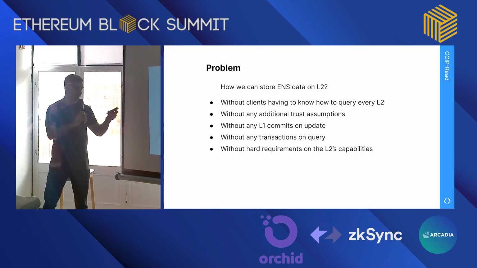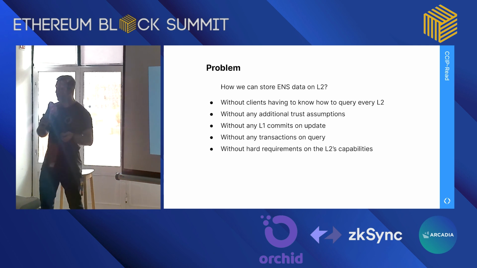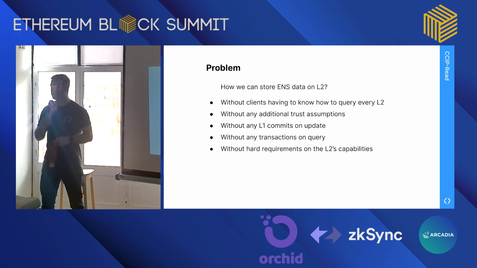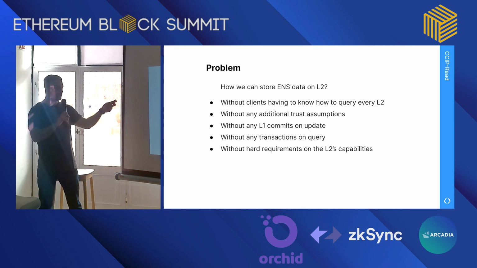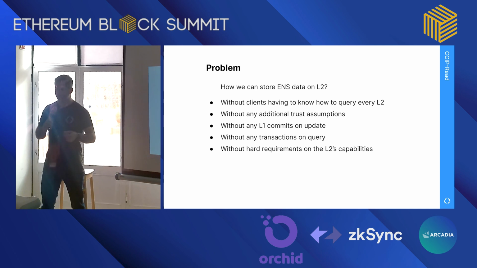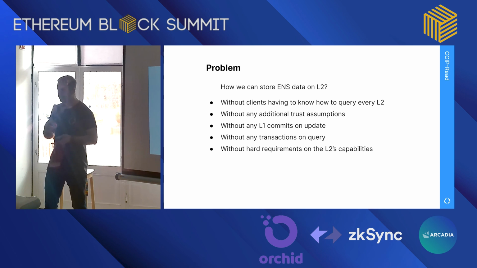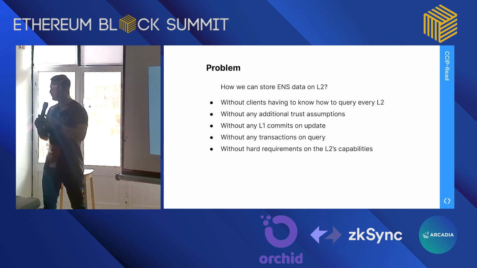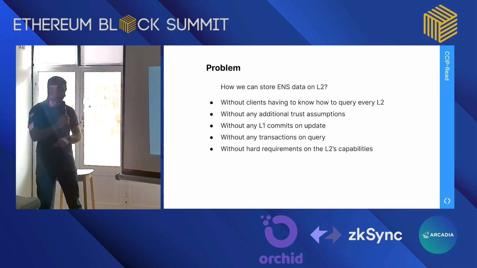It means that the client doesn't really have to know which L2 we are interacting with, because we are using this primitive and all of these L2s have it by default. And without any additional trust assumptions, like the token bridges are using this message passing primitive. So there is already a trustless way of checking the storage proofs. So we are not introducing any additional trust assumptions.